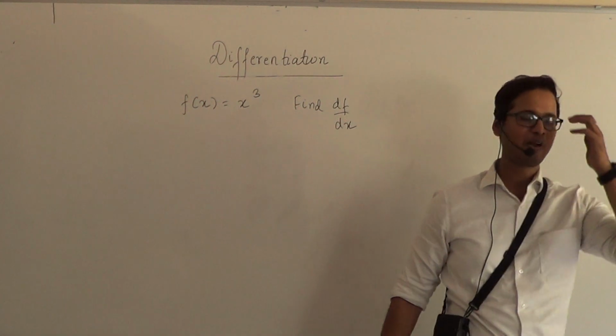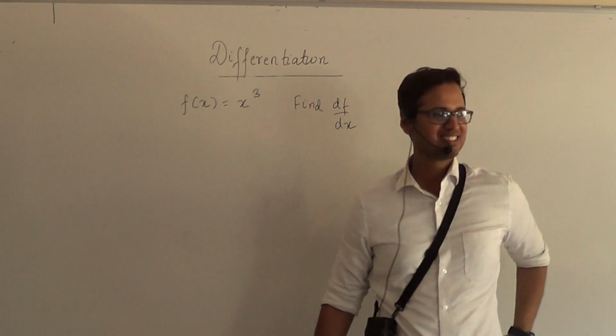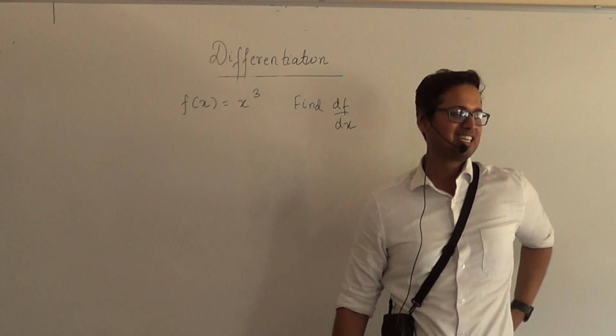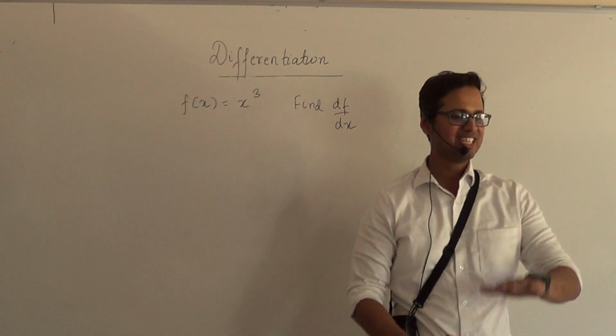So basically, I have to consider a cube, and I consider a change in its surface area. So basically, the surface area of the volume.